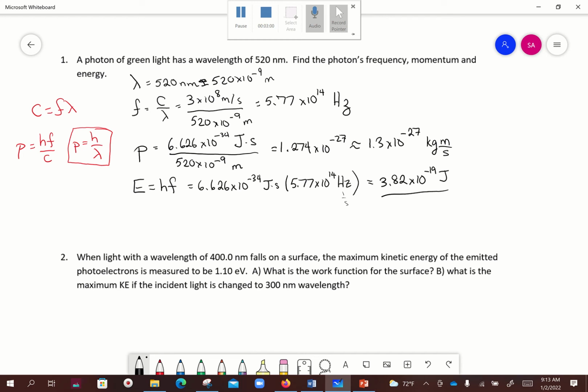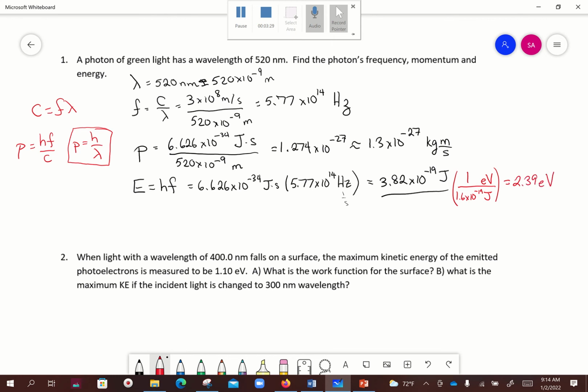Sometimes you're asked to find the energy in electron volts. If I were asked that, there are two ways I could do it. One way is to do it this way, and then convert the joules to electron volts. I want to get rid of the joules and go to eV, so I'll write my fraction that way. 1 eV is 1.6 times 10 to the minus 19 joules, and so I get 2.39 eV.